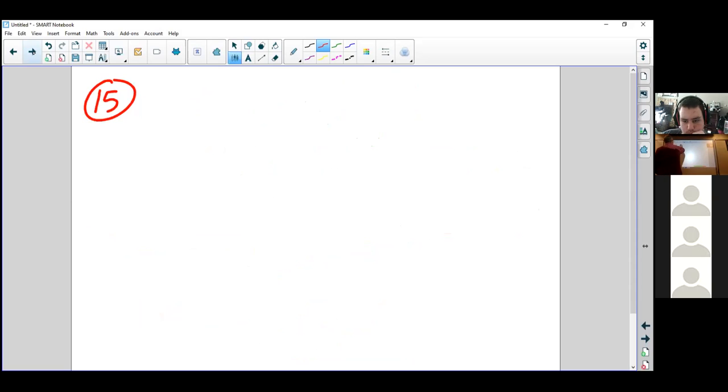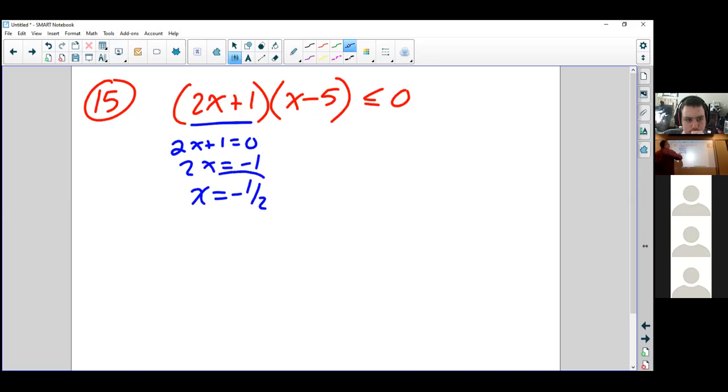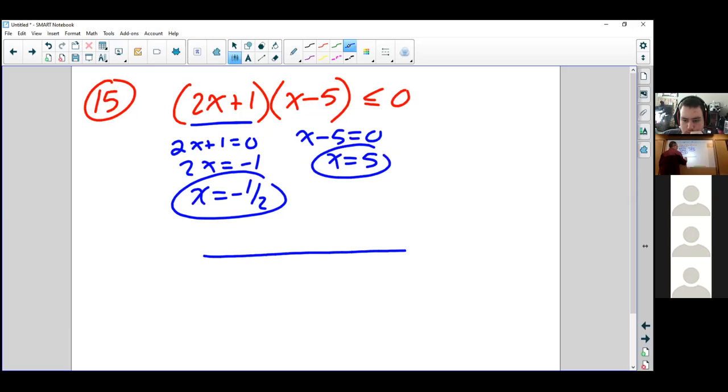2x plus 1. And x minus 5. And we want values that are less than or equal to 0. So I'm going to take that, set it equal to 0. So 2x plus 1 equals 0. Subtract 1. Divide by 2. And then this one, x minus 5 equals 0. So x equals 5. So let's put that on a number line. So I get -1/2 here. I get 5 here.